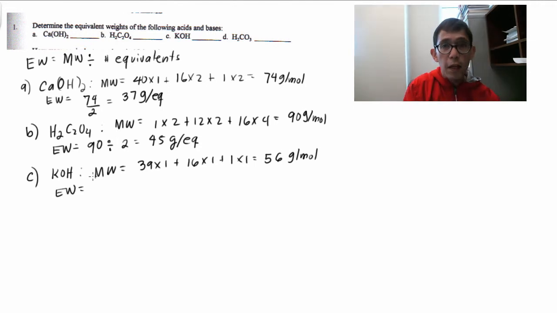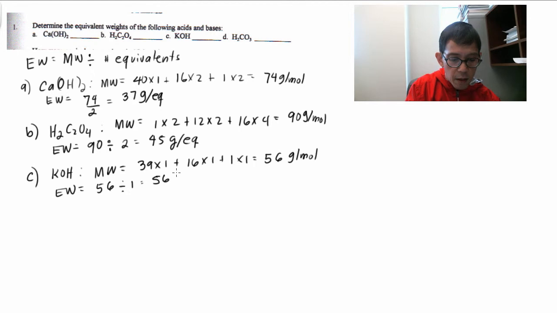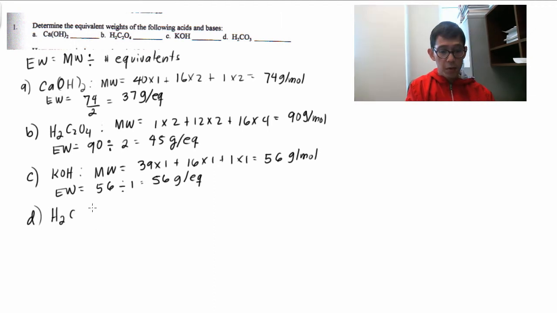EW is equal to molecular weight divided by number of equivalents. This is a base, so the subscript of OH is 1. That's 56 grams per equivalent. And D, carbonic acid, H2CO3.